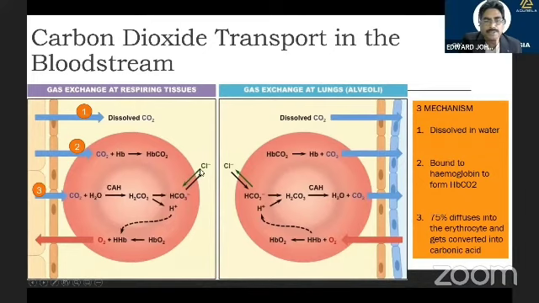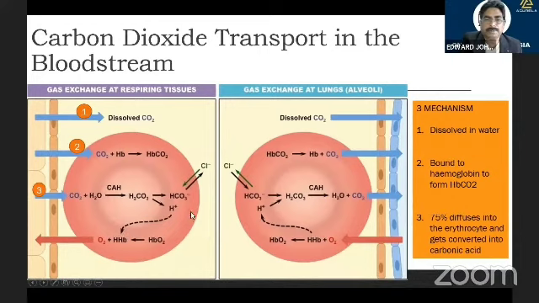The bicarbonate will be exchanged with chloride in the cytoplasm. Then the hydrogen ion combines with hemoglobin. Hemoglobin is a strong buffer. You remember, hemoglobin is a strong buffer. When the oxygenated hemoglobin releases the oxygen, the hemoglobin takes up the hydrogen ion.